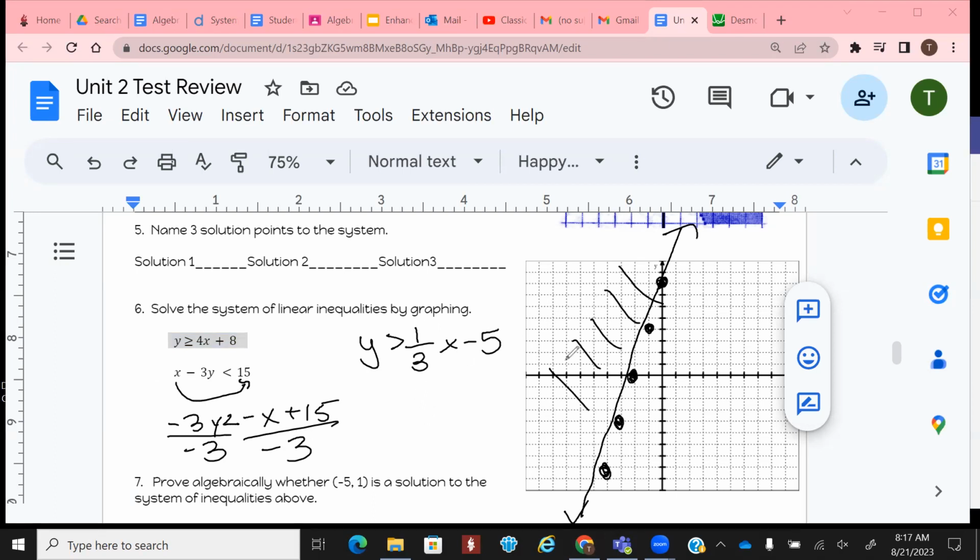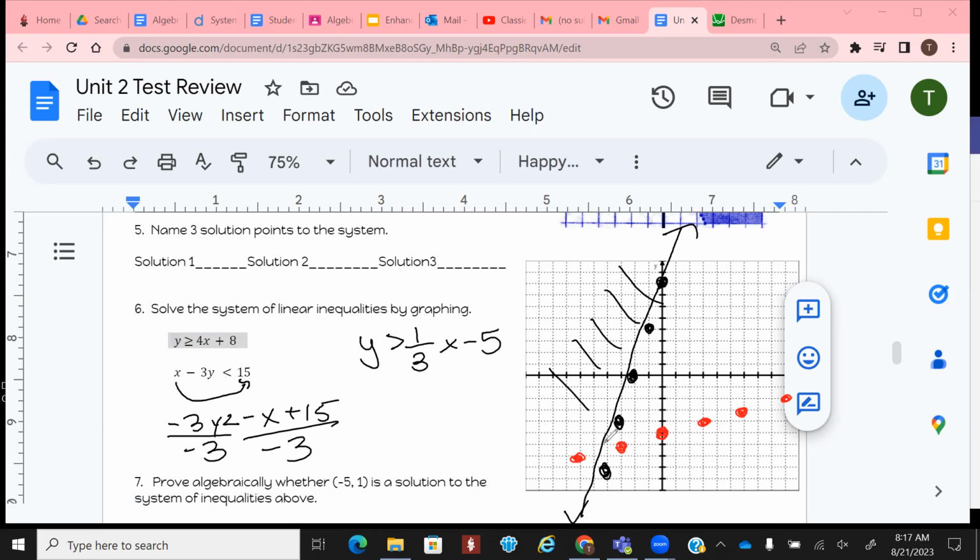So now we're going to plot this one. We're going to plot -5 first. And then we're going to plot our slope. So that's up 1 over 3. Up 1 over 3. Up 1 over 3. And repeat that process on the other side. One, 2, 3. There we go.